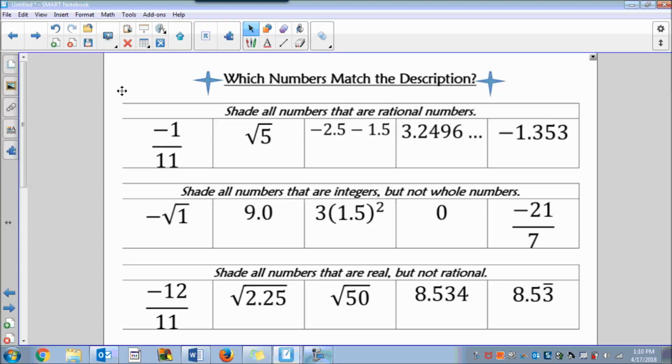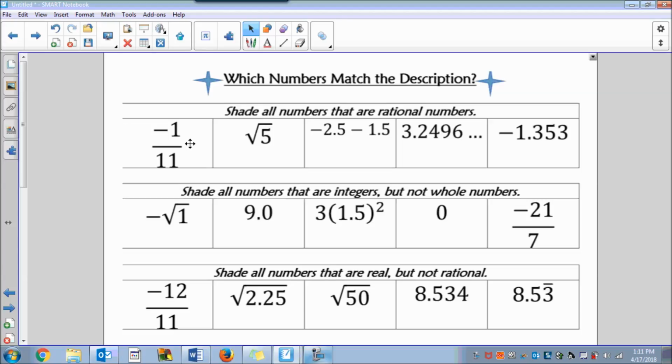Alright, in this video we're going to be given a description, and then we want to shade all of the numbers that fit that description. So the first one says shade all the numbers that are rational numbers. Rational numbers are decimals that repeat, decimals that stop, and anything in a smaller subset. So any integer, any whole number, any natural number, those are all rational numbers.